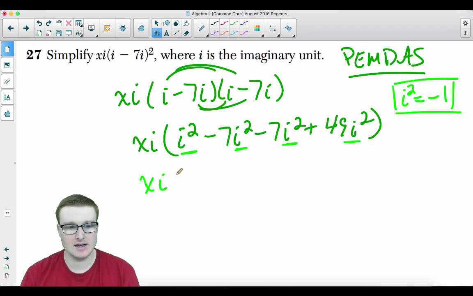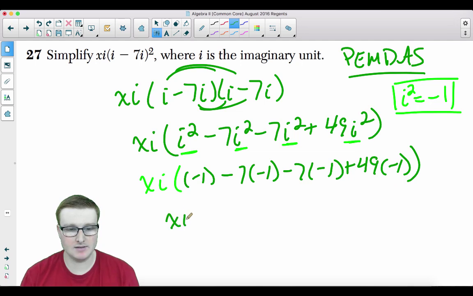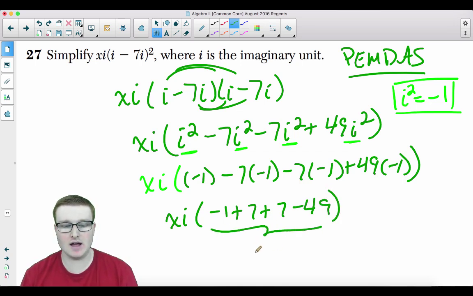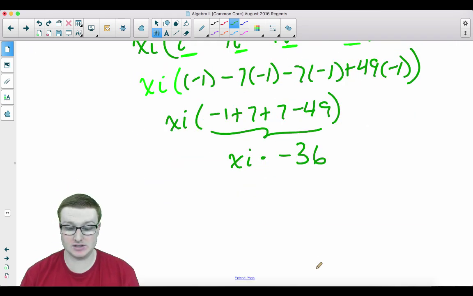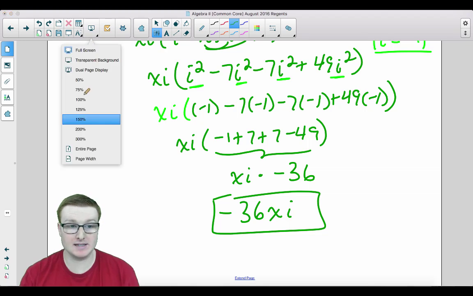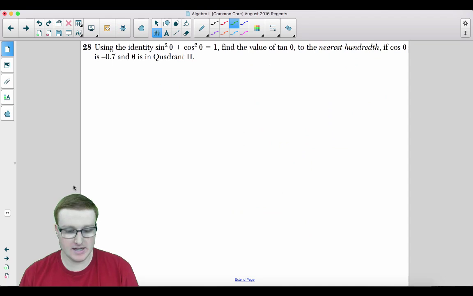So we get xi times, let's see, -1 minus 7 times -1 minus 7 times -1 plus 49 times -1. So we get xi, in parentheses, -1 plus 7 minus 49. Inside these parentheses, this gives you a value of -36, so xi times -36. Ladies and gentlemen, your answer is -36xi. That's your answer. Done. Not too bad of a question, just basic simplification of your powers of i. There you go. Moving on to number 28.